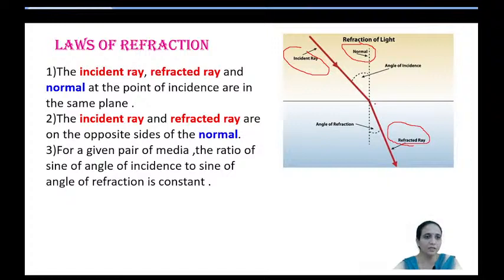Now we'll see the third law. For the given pair of media, the ratio of sine of angle of incidence, see this angle between the normal and the incident ray is called the angle of incidence. The angle which is formed by the refracted ray and the normal is called the angle of refraction. For a given pair of media, the ratio of sine of angle of incidence to sine of angle of refraction is a constant. These are the three laws of refraction.